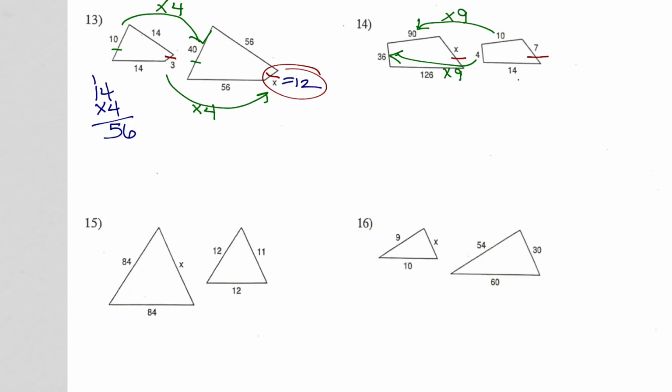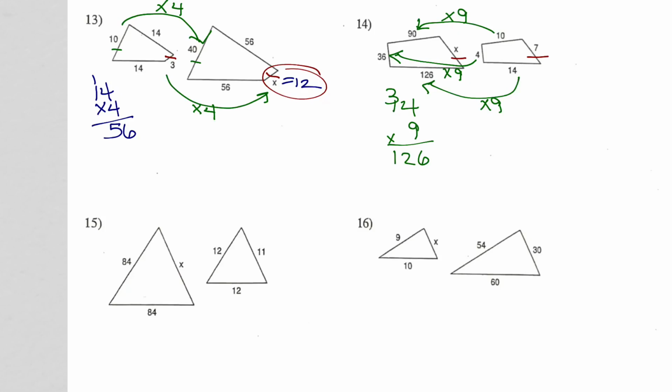Okay, so let's see if 14 times 9 equals 126. Oh, excuse me. Let me erase that. That's not the way we want to do it. We want to check, so we want to do 14 times 9. That's 36. Carry your 3. 9, 10, 11, 12. 126. Yep.